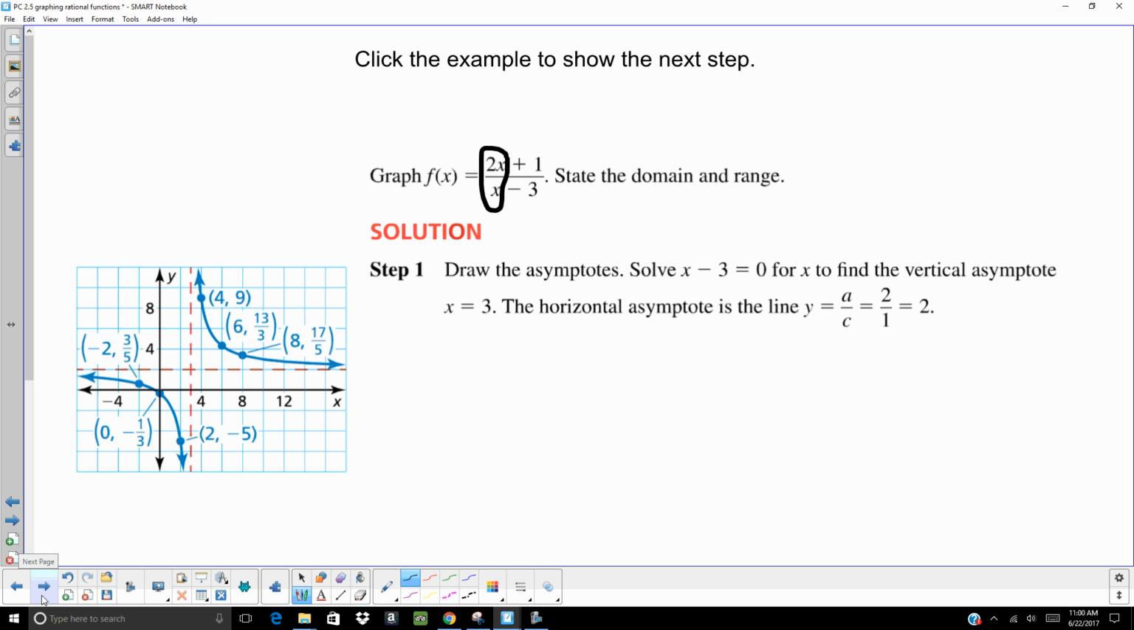Then you plot the points just like you would before. You know where that vertical asymptote is. It's at 3. Choose a couple numbers smaller and a couple numbers larger.